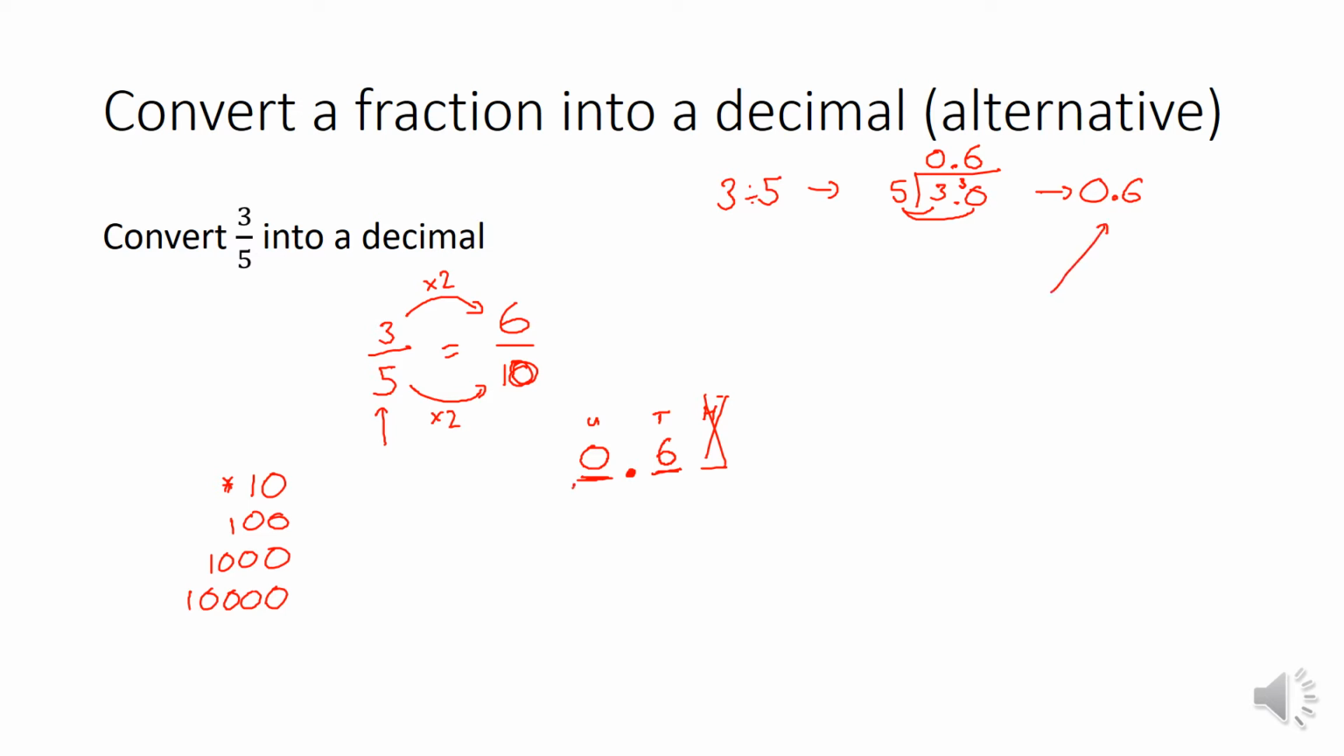So we've worked out 0.6 in the same way. All we've done is we've used place value. So if we can get the denominator of the fraction, the bottom of the fraction, to be one of these numbers, we can then just use place value. So we're going to do a few more examples to show you what I mean.